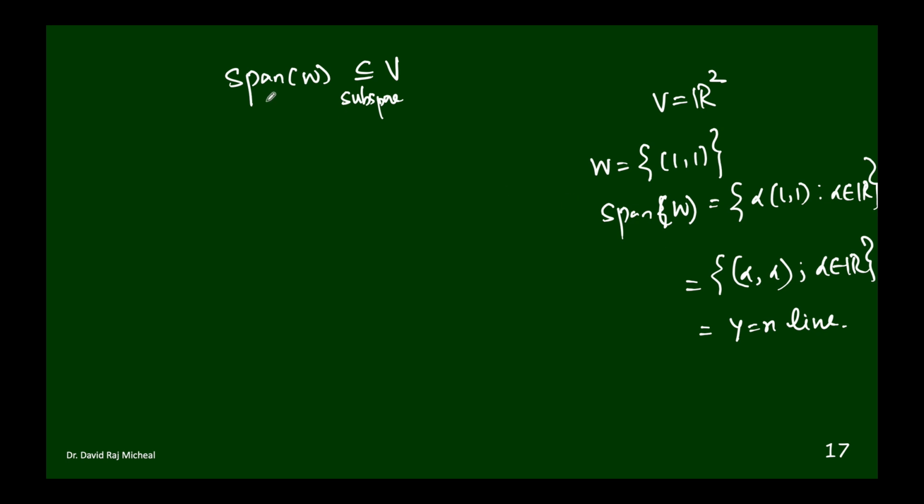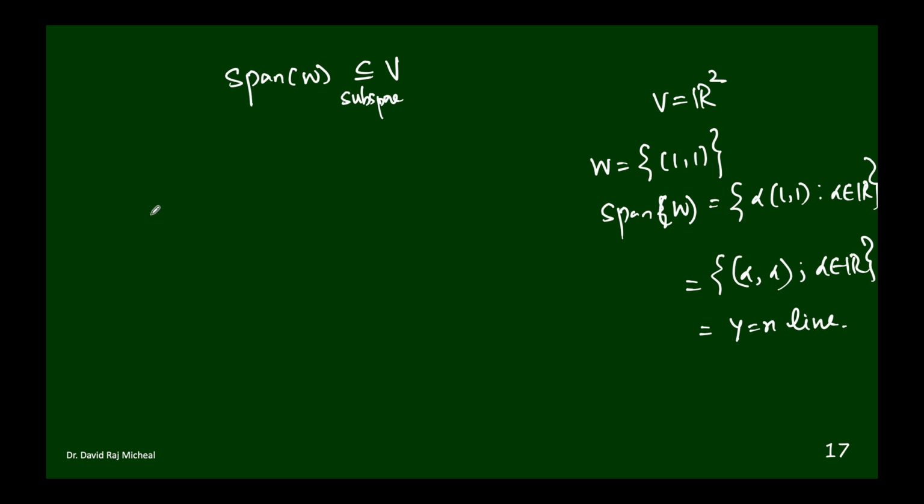So that's what I have mentioned here. You see the span of W is always a vector space. In fact, the span of W is completely contained in V, therefore the span of W is a subspace of V. Okay.